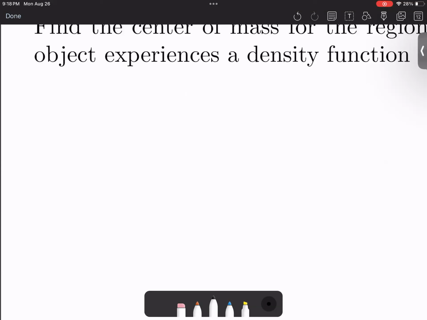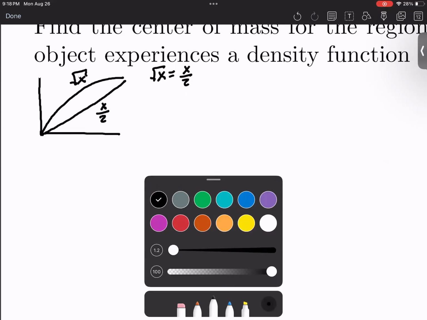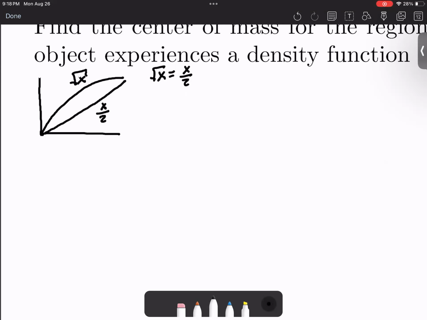And let's go ahead and sketch our region of integration. I am bounded above by the square root of x function, below by the straight line x divided by 2. And you can set these two functions equal to each other. You can solve this. It becomes a quadratic. It has two zeros. One is going to be when x is equal to 0. That's right here. The other one is going to be when x is equal to 4. That's over here.